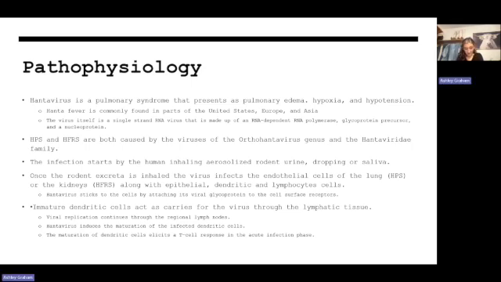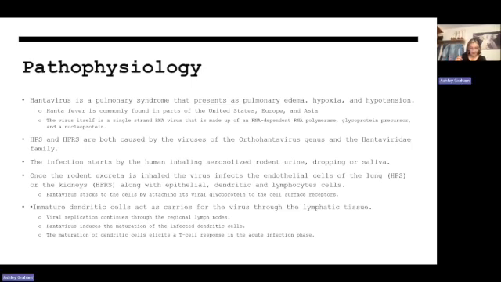Along with that, epithelial cells, dendritic cells, and lymphocytes are also impacted and play a key role in causing this disease state. The hantavirus starts off, once it enters the body, by sticking its viral glycoprotein into the cell's surface receptors. The immature dendritic cells then act as carriers for the virus through the lymphatic tissue. Viral replication continues through the regional lymph nodes, where the dendritic cells carry them through that tissue.